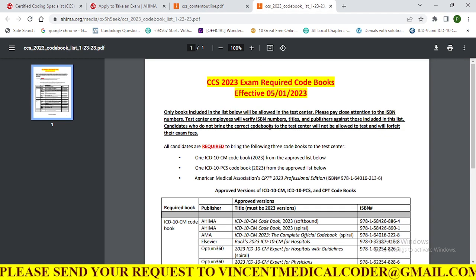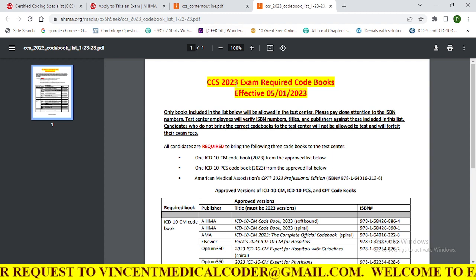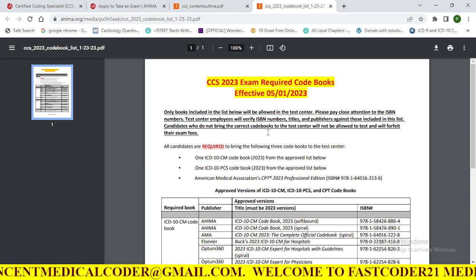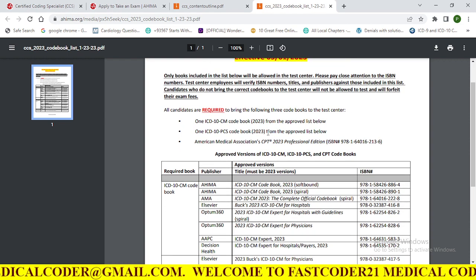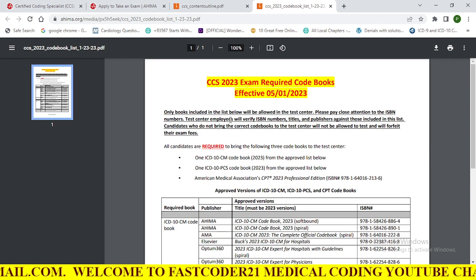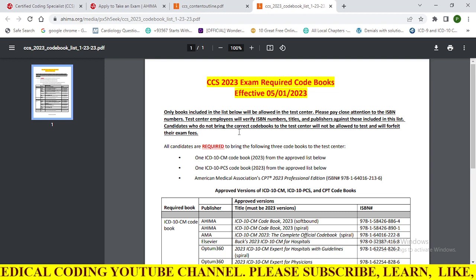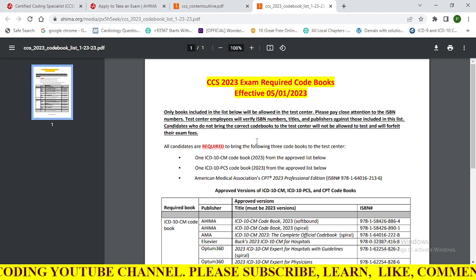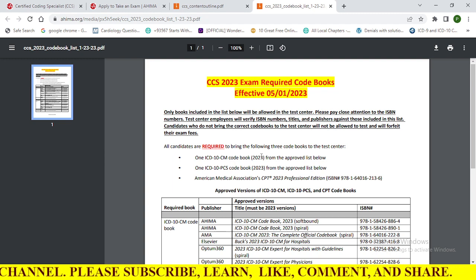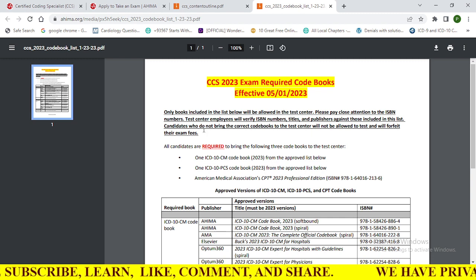So now we can check what code books are required for CCS 2023. See here, the CCS 2023 exam required code books, effective 5/1/2023. If you want to write the CCS exam in 2023, you need to have all these standard books which are mentioned on AHIMA's website, in the document. With these books only, the test center will allow you, and you need to pay attention to the ISBN numbers which are mentioned below.